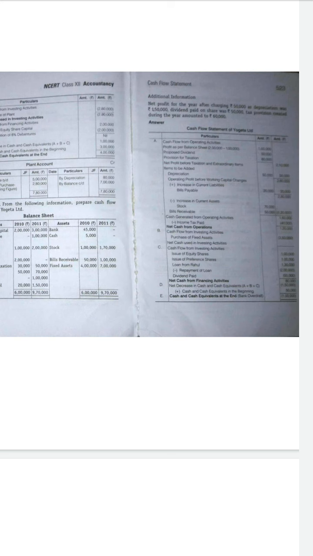Now we have to calculate the cash flow from the investing activity. Investing activity is mainly related to the assets. Purchase of investments means investing in the asset.